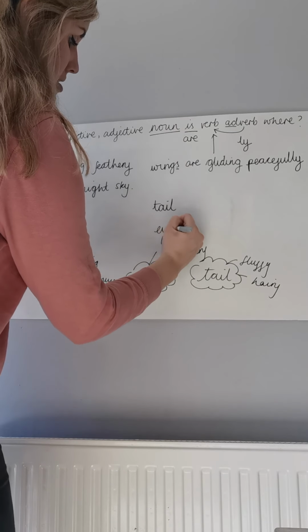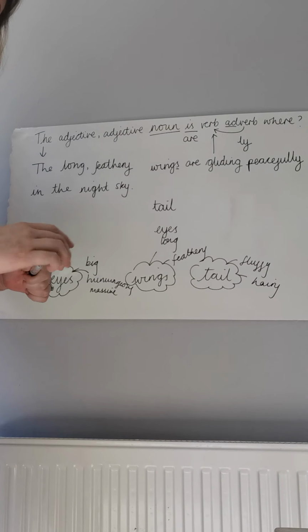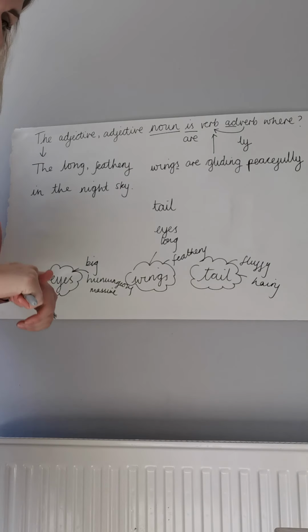Okay, so then what you would do is you would do it for tail, then you might do it for the eyes afterwards. And once you've done all of your features, you'll then end up with a really lovely character description.